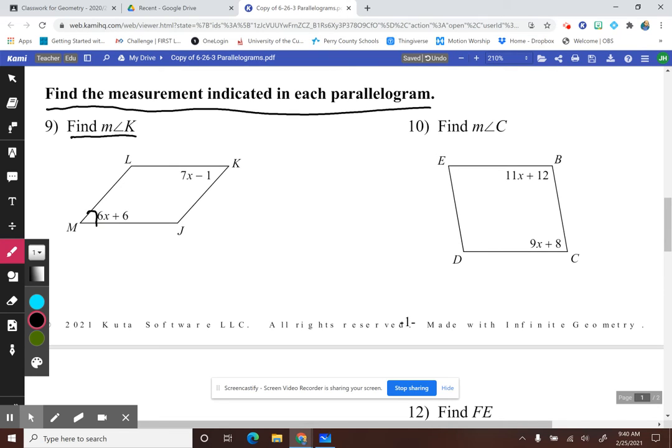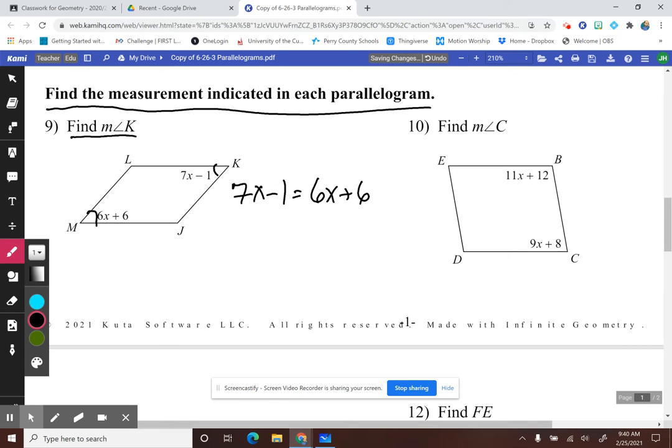And you notice that's an acute angle. I also have an acute angle over here. And these angles are opposite one another. So again, what's my rule? Opposite angles are congruent. So if it's congruent, then I know I'm going to set it equal to one another. So quite literally, all I have to do is 7x minus 1 equals 6x plus 6.